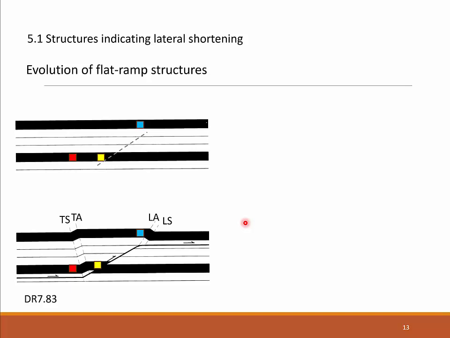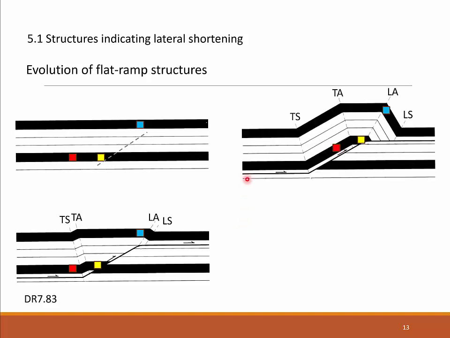Let's see what happens in the next stage if we keep transporting material up the ramp. We see now our red marker point is starting to climb up the ramp. The yellow marker point is between the trailing anticline and the leading anticline, and the blue marker point is between the leading anticline and the leading syncline. That means that material starts moving through these fold structures, and that means that all material that is transported up the ramp is in fact folded repeatedly.